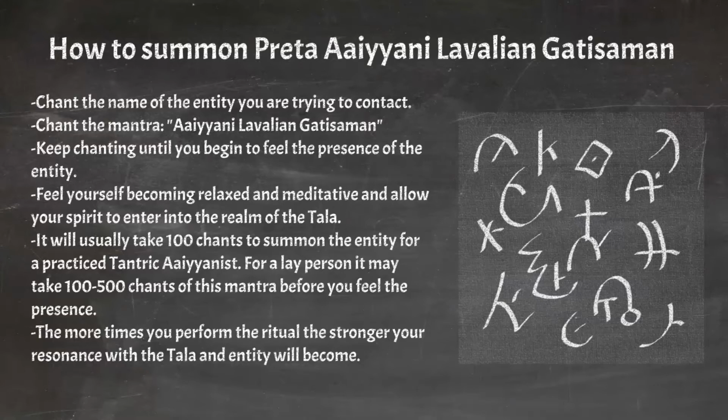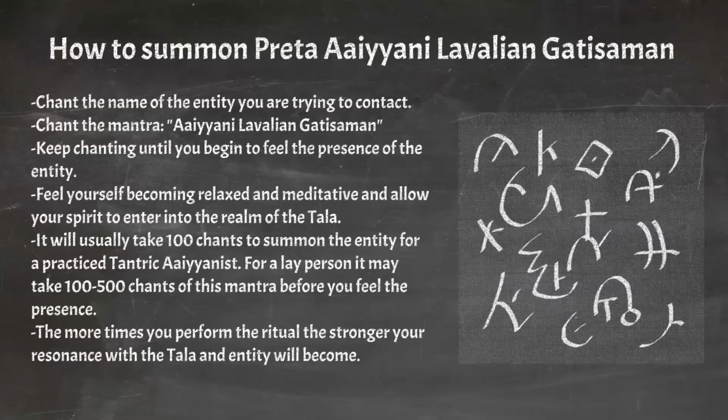To facilitate resonant transference of energy, to create the doorway or tunnel, it is imperative that you chant the name of the entity you are trying to contact. So, once the inscription is finished, the final part in unlocking the gateway between this realm and the Tala is chanting the mantra of Aaiyani Lavalian Gatisaman. Aaiyani Lavalian Gatisaman. You must keep chanting Aaiyani Lavalian Gatisaman until you begin to feel the presence of Lavalian.